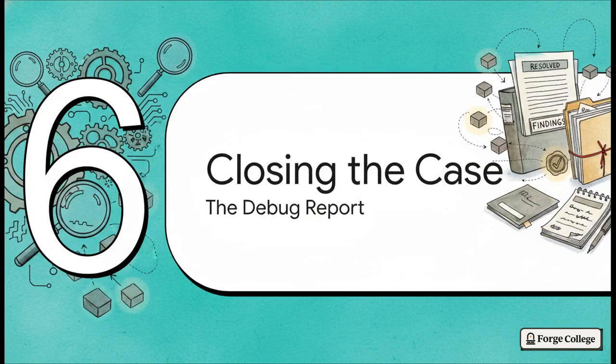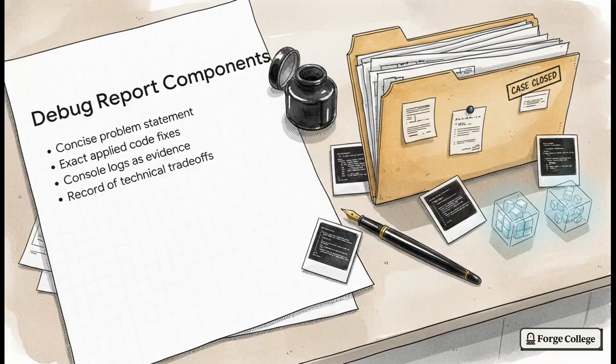And that brings us to section 6, closing the case. With all of our suspects successfully interrogated and those sneaky common pitfalls identified, it's finally time to compile our findings and write up the debug report. Your final task in this module is to produce a detailed debug report, documenting your fixes. A proper professional report needs a few things: a really concise problem statement, the exact code fixes you applied, your console logs acting as hard evidence, and a solid record of the technical trade-offs you had to make. Doing this perfectly bridges the gap to our next lesson on synthesizing event-driven design patterns, because you're going to rely heavily on these robust reports to design your future architecture.